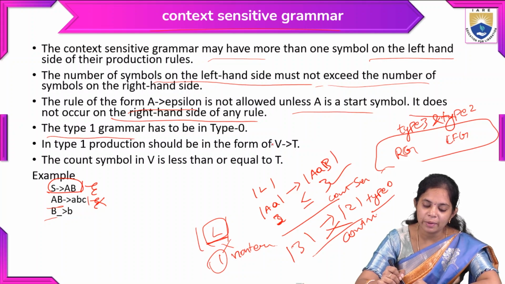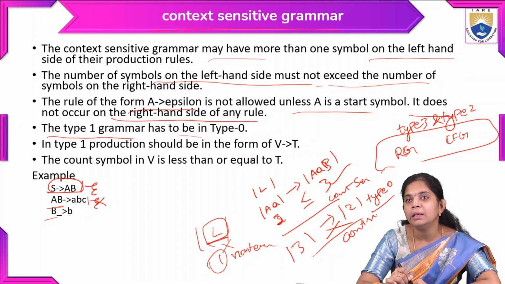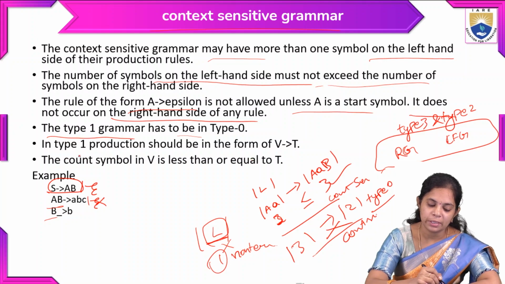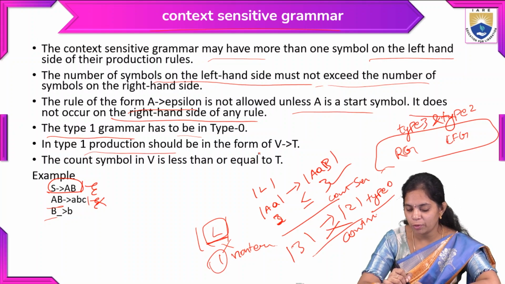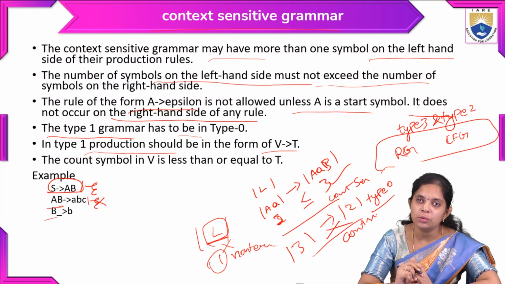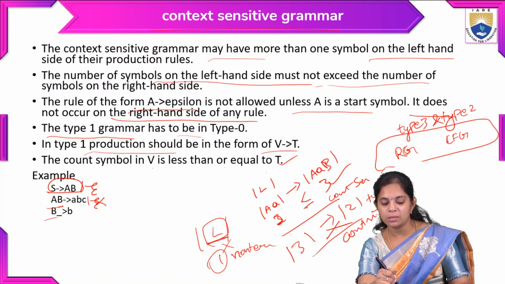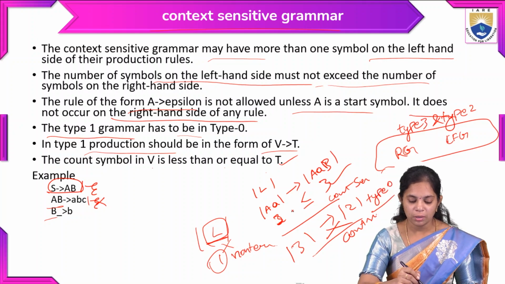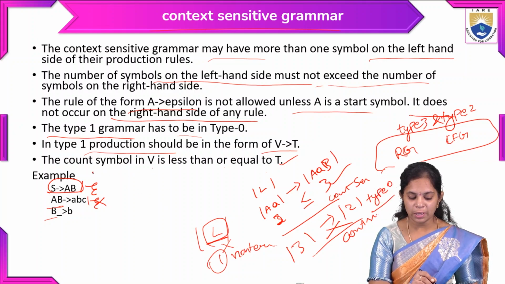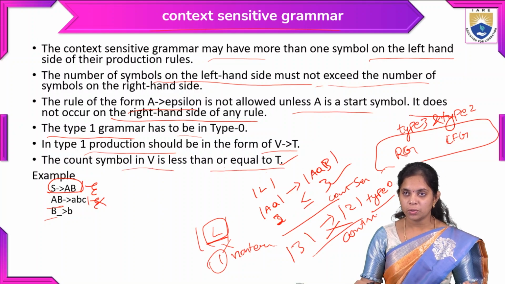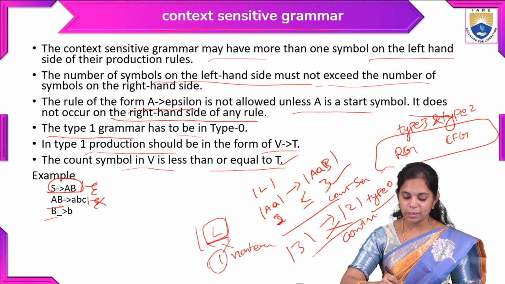And type 1 grammar has to be in type 0, and the type 1 production should be in the form of V tends to T. So non-terminal tends to T is also allowed here. The count of symbols in V is less than or equal to T. So this is the thing we need: less than or equal to T.